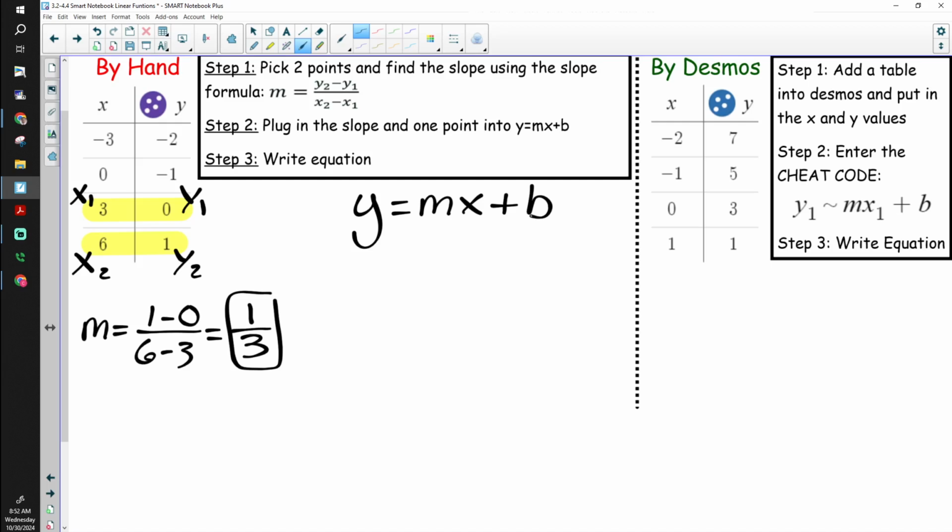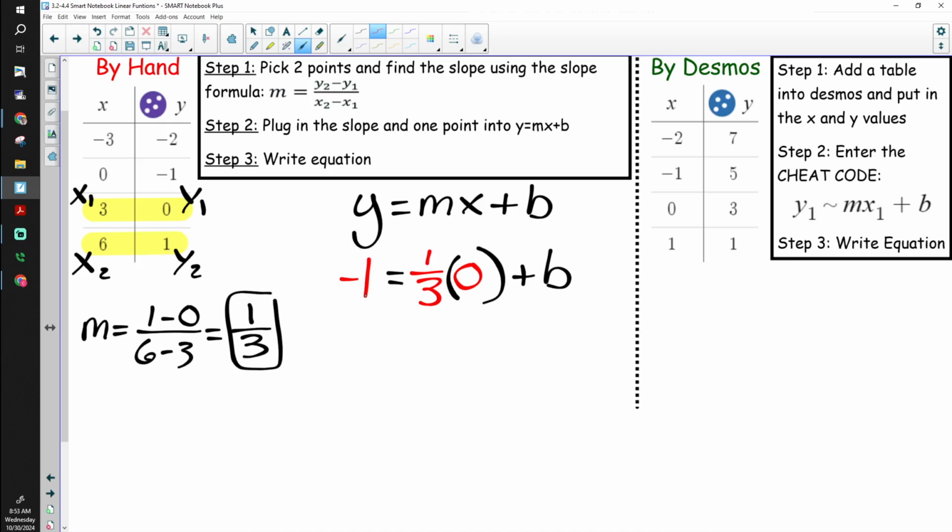So ready? I'm plugging in 0 for y. I'm plugging in 1/3 for m. I'm going to plug in, what was my x? 0. So I'm plugging times 0 plus b. And now I just need to solve this. Oh, my fault. Y is not 0. What is y? Look at me. Rookie mistake. -1. How dare I?